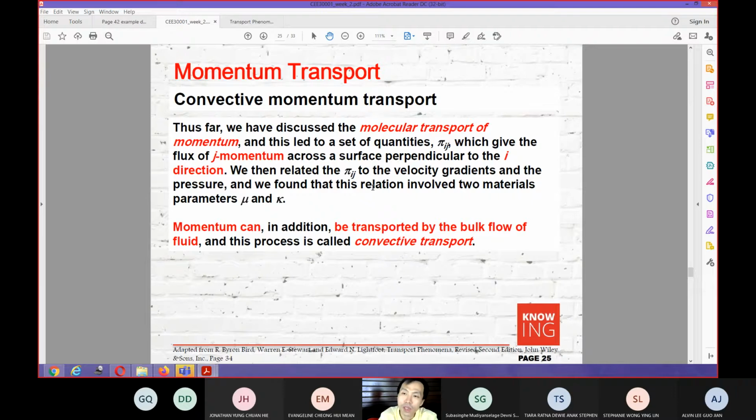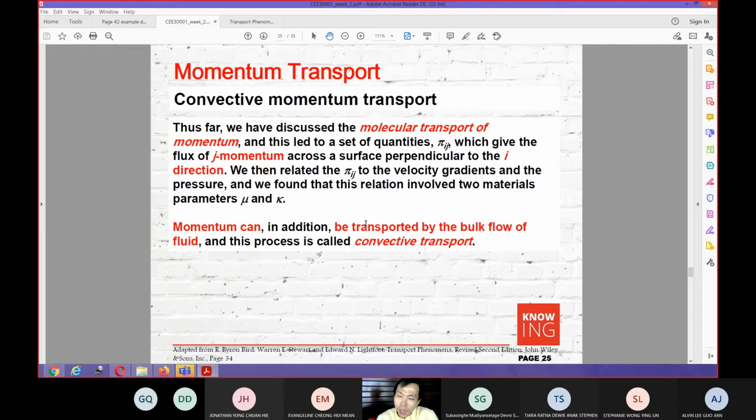Now, we have to deal with the molecular momentum transport. Molecular momentum transport is the basic mechanism that we deal with when we have a difference in terms of the velocity, so the velocity gradient is there. It's not the only contributor to the momentum transport. We have another significant contributor to the momentum transport. It's called the convective momentum transport.